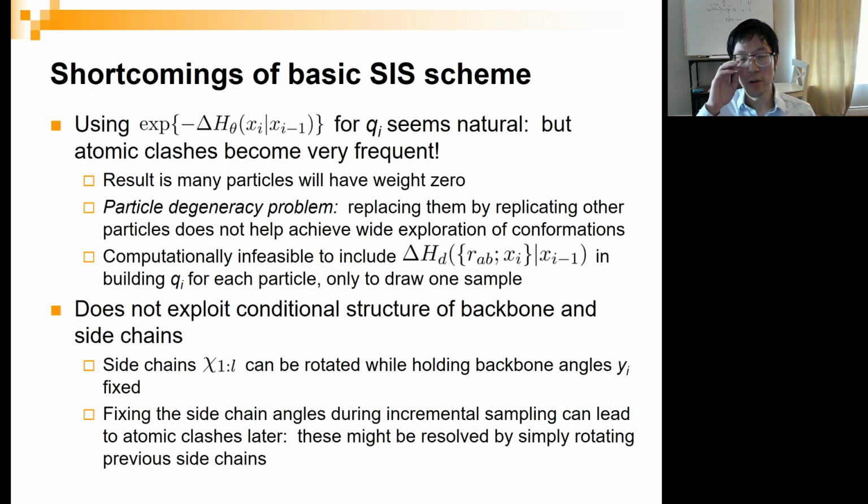So it might seem like a good idea to simply use the Boltzmann distribution corresponding to the angle energy as a proposal. But of course, if you ignore the distance, then we get a lot of atomic clashes. Also, such an approach doesn't make use of the geometric context, which is the relationship between the backbone and the side chain.